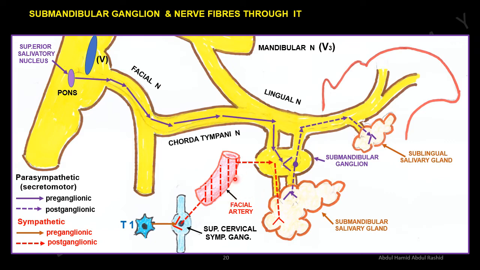So for sympathetic, the synapse is very early, in the superior cervical sympathetic ganglion in the sympathetic chain. The rest are all postganglionic, that is dotted arrows, supplying these two salivary glands. The third is general sensory from the two salivary glands, which comes along the lingual nerve, then the mandibular nerve, and finally reaches the trigeminal nucleus in the brainstem.